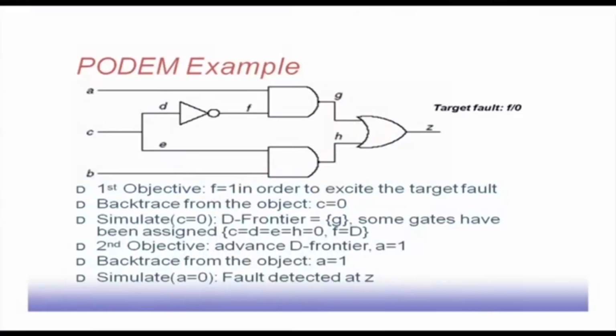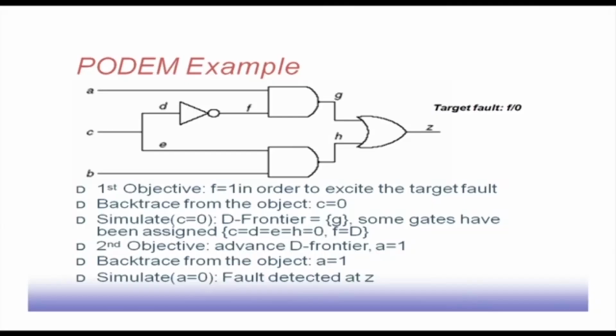In the PODEM algorithm, the basic idea is that instead of the J frontier of the D algorithm, we take it to the primary inputs. So, for a particular point to be justified, we figure out the primary inputs that are responsible, that can control the value at that point, and then try to set the primary input to some appropriate value.